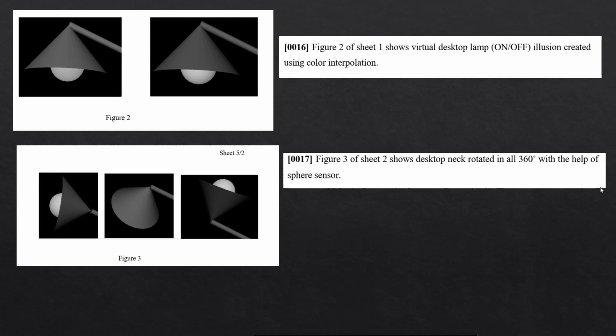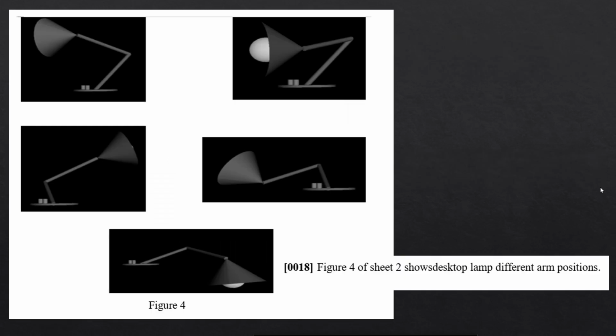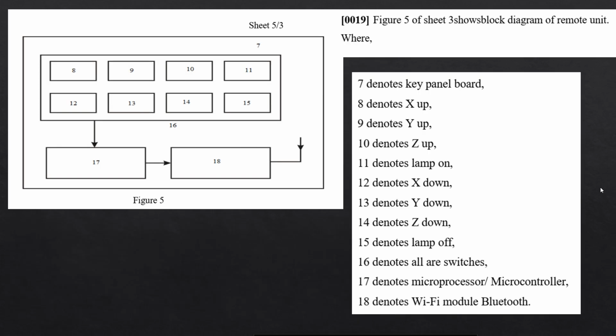Then this is sheet 2 of 1, which is showing the 2 different colors, that is on and off. In the black and white it will not be that distinctly visible, but in the color there will be white and yellow color. Figure 3 of sheet 2 shows the desktop neck rotated in all 360 degrees with the help of the sphere sensor. Figure 4 of sheet 2 shows the desktop lamp's different arm positions.